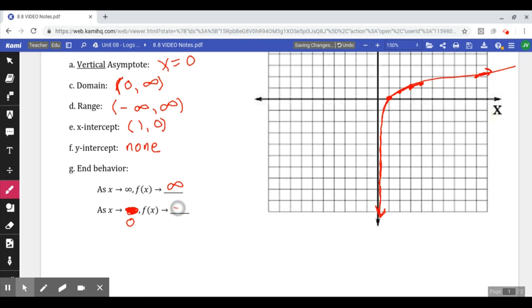And what do the y values do? Well, the y values continue to go down forever and ever. That's supposed to be an infinity symbol. Let me go ahead and try to draw a better one for you. There you go. And we're done.